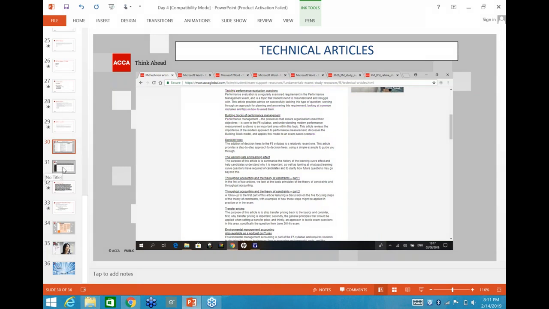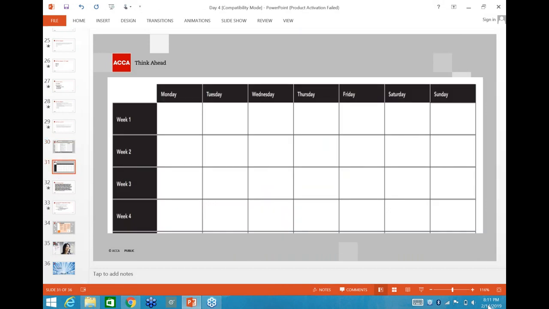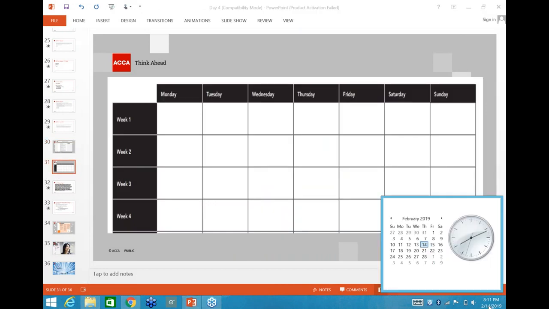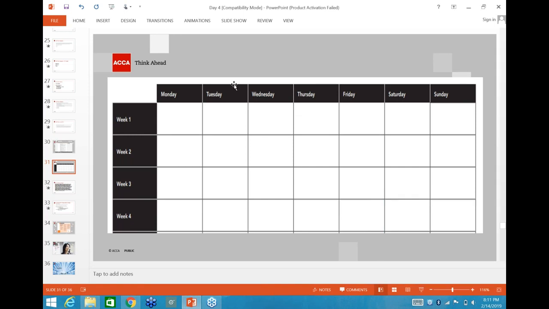Have a plan. Today is Valentine's Day, the 14th of February. You have about 19 days for the exam. So have a schedule as to what you're going to do on those 19 days. Plan it out: these days I will be studying and finishing going through the syllabus. Then allocate time for question practice, which can be further broken down into two pieces.